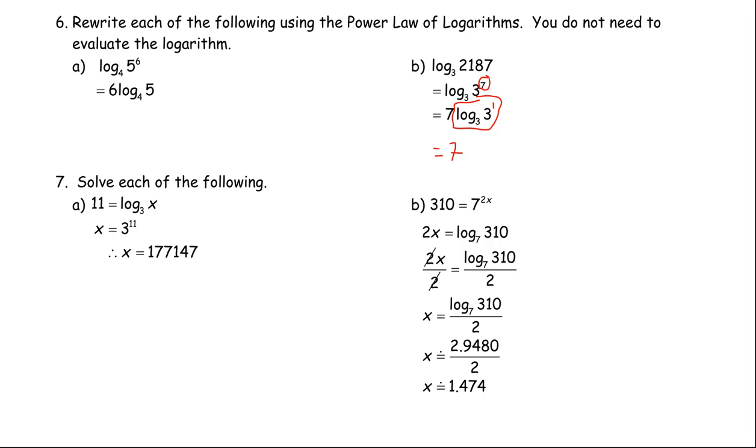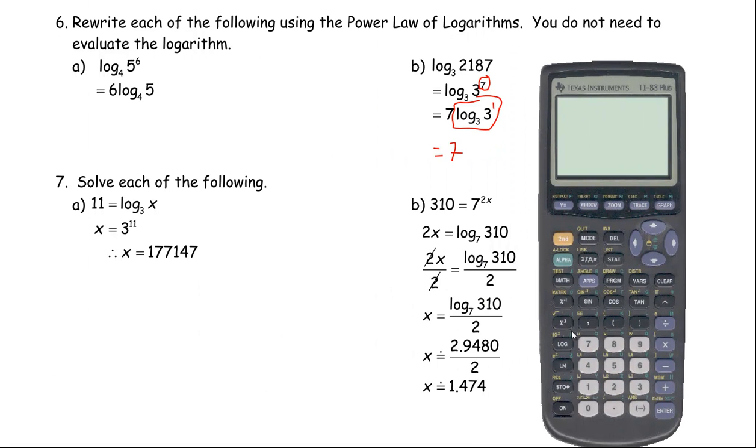Now if I want to evaluate that, I could take the log of 310 divided by the log of 7, because 7's the base. And so that's where my 0.29480 number comes from. And then, of course, divide that by 2. So 1.474 is the approximate value for x.